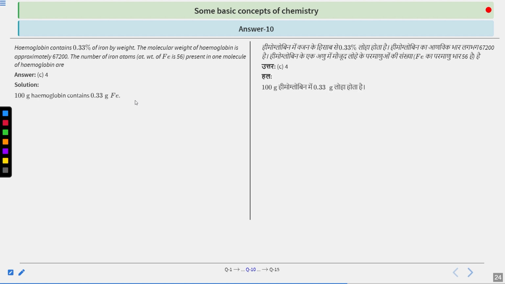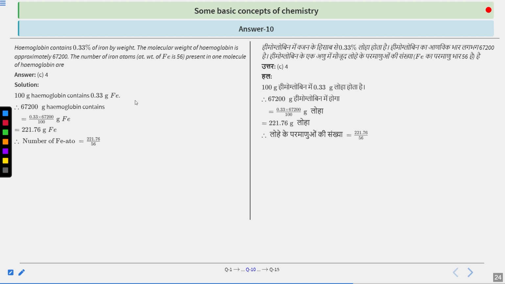Now according to this percentage, we can say that 100 gram of hemoglobin contains 0.33 gram of iron. Okay, so 67200 gram of hemoglobin, so we are given 67200. So 67200 will contain how much gram Fe? 0.33 into 67200 by 100. That is how much? 221.76 gram of iron. So this much gram of iron will be present in 67,200 gram of hemoglobin if iron is having 0.33% mass percentage in your hemoglobin.